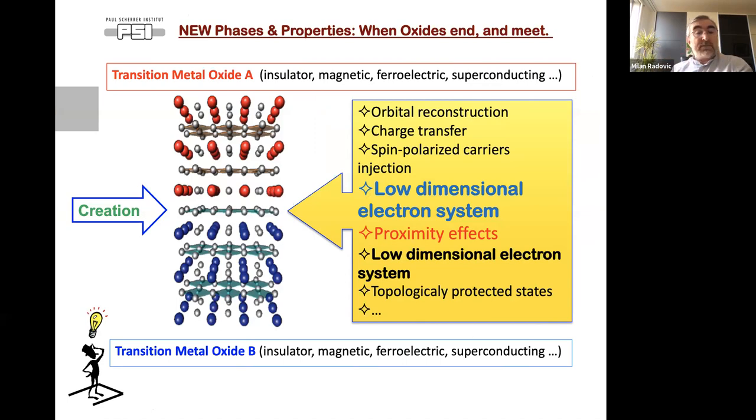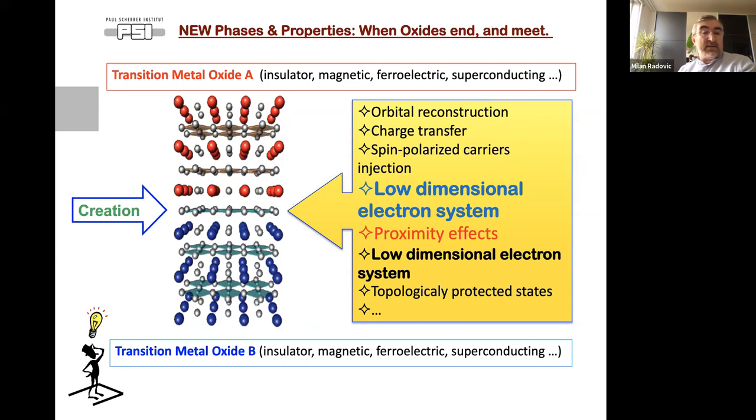So now a little bit more to the focus. How can we now use one of these approaches very efficiently? If I put those materials together, let's say two transition metal oxides, transition metal oxide A and transition metal oxide B, often at the interface new physics emerges. Effects such as orbital reconstruction, charge transfer, spin-polarized carrier injection, proximity effect, all of that which I list here, for example the creation of a low-dimensional electronic system and so on, topologically protected states, can emerge at the interface. How we can use them is just given by what you see. So you see two materials in contact, it is immediately a device.